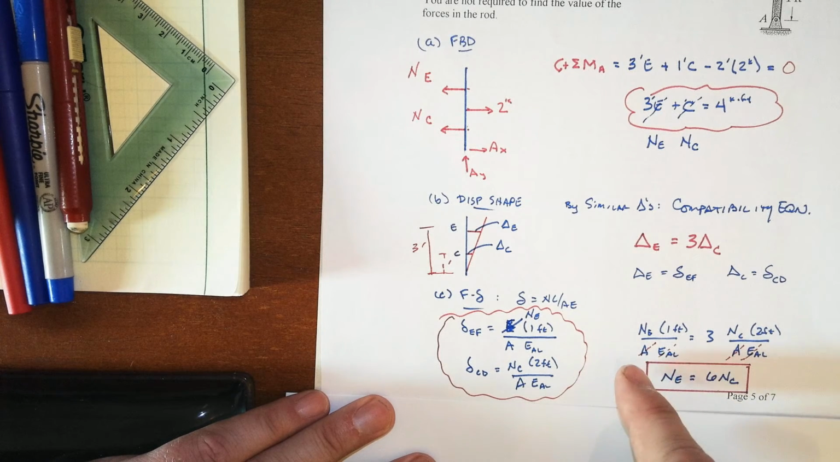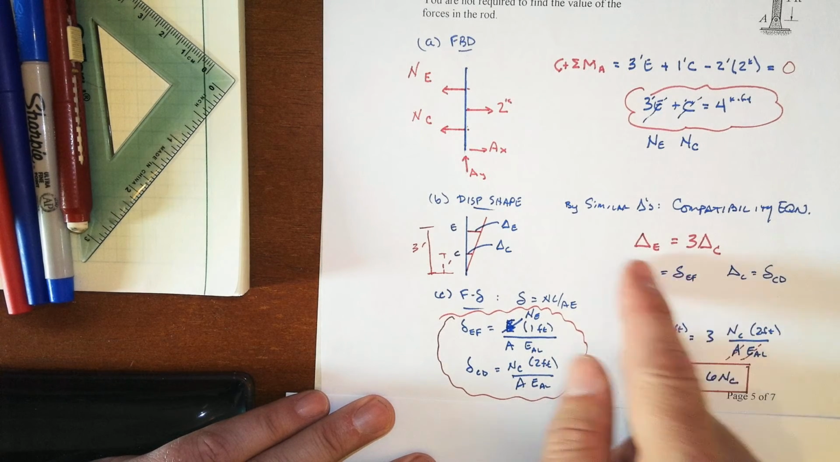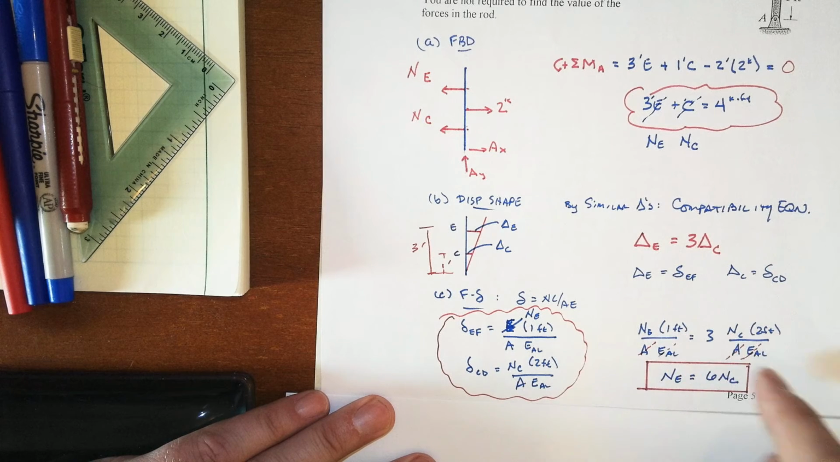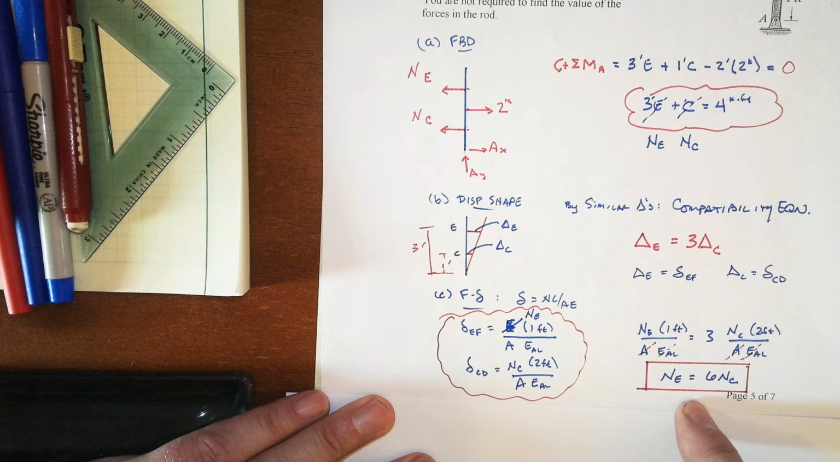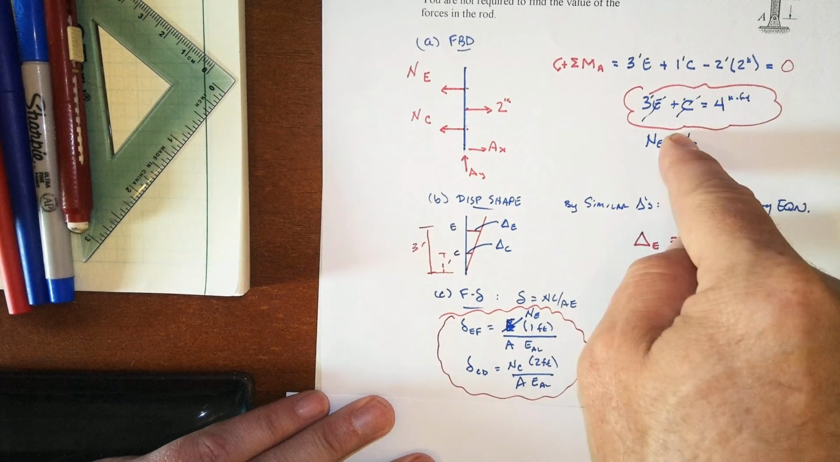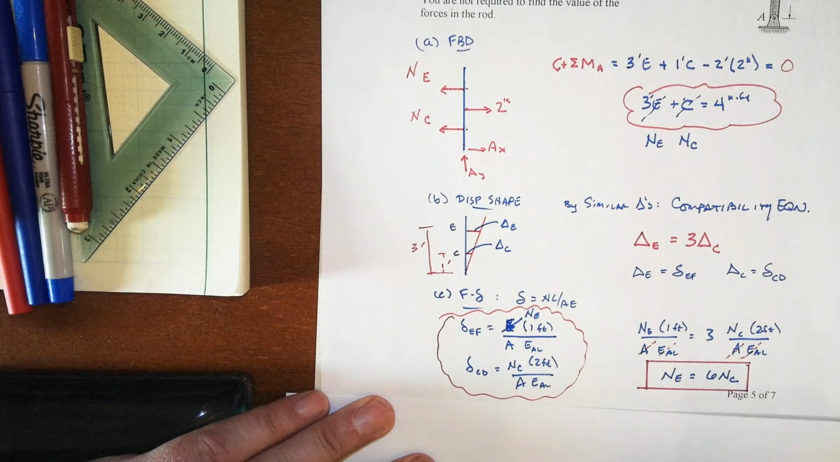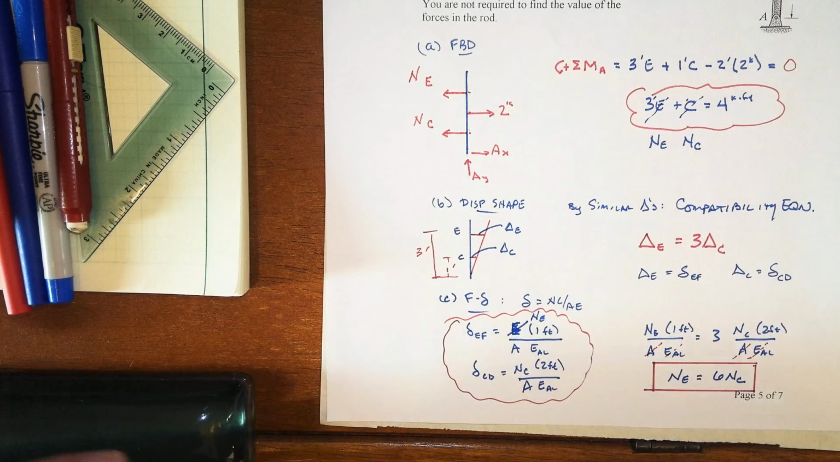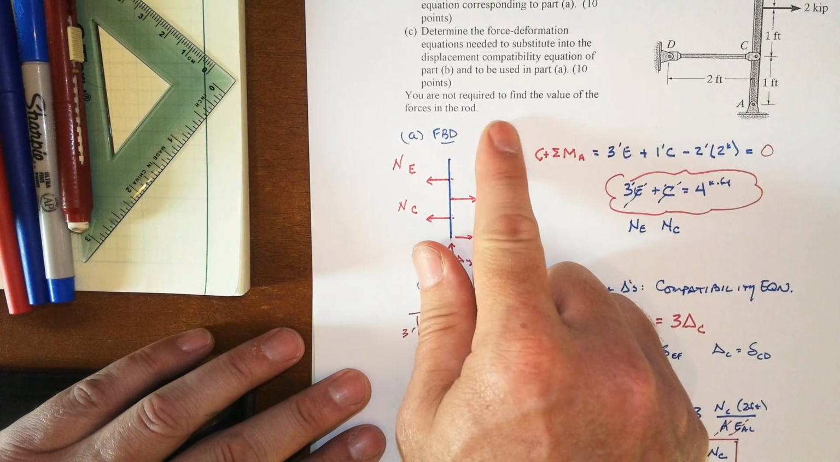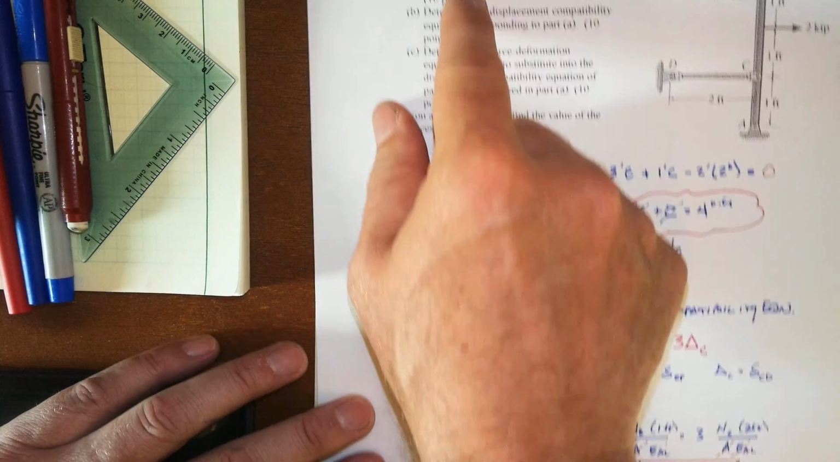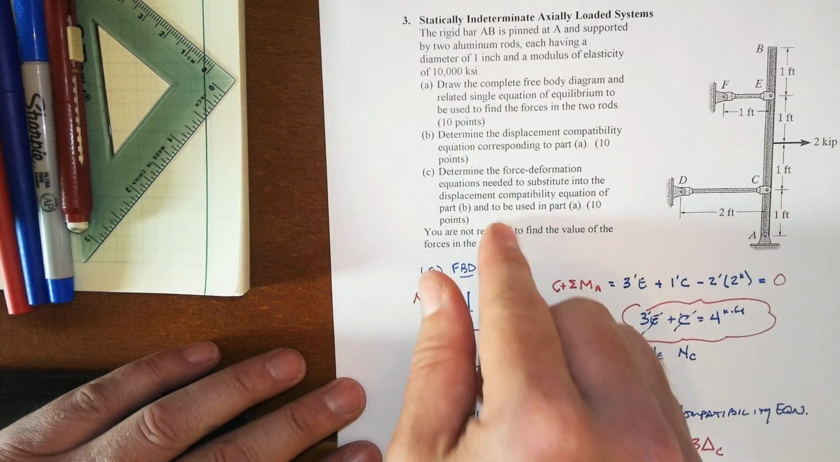You could take it a step further, substitute into the compatibility equation, and get ultimately, after you cancel out a few things, a nice simple looking expression here. NE equals 6 times NC. That comes back up into here. Now we have an equation that has only one unknown. We can solve for them, and away we go. But that was not required nor expected. You're not required to find the value of the forces in the rod, just to find those three specific things.